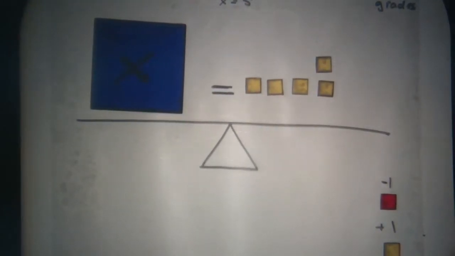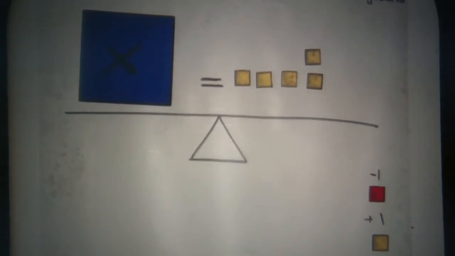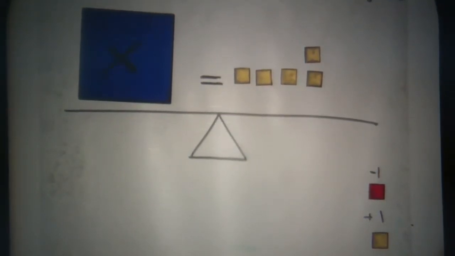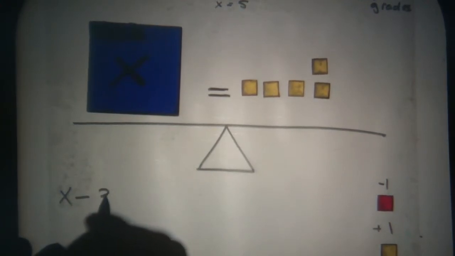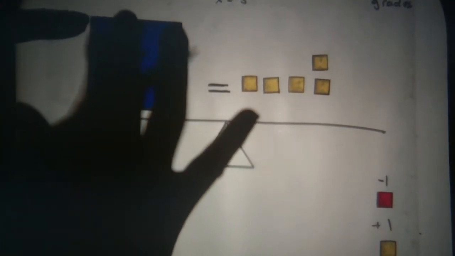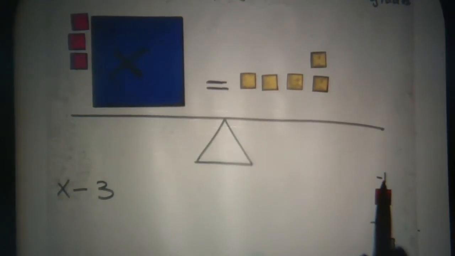So if I have x equals 5 right here, what if I were to take out 3 from my x? So if I were to put 3 red tiles on top of my x here, this would now be x minus 3. Alright, I can put the red tiles here to the side so you see it. So that's my x minus 3. Remember, this is a negative 1 or minus 1.